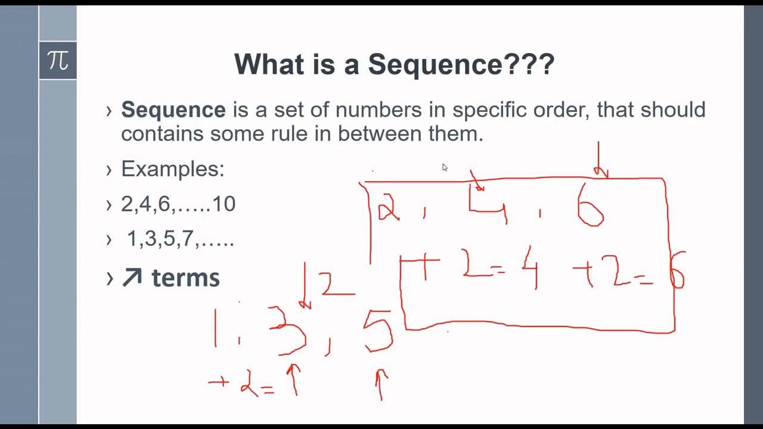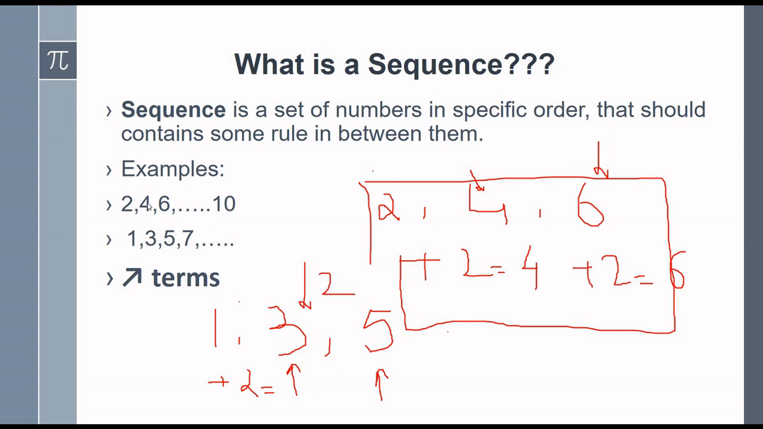A sequence is a set of numbers in a specific order that should contain some rule between them. So let's see different examples. We have two sequences. One is a sequence of even numbers, another is a sequence of odd numbers. So 2, 4, 6 up to 10 is a sequence of even numbers and 1, 3, 5, 7 is a sequence of odd numbers. Bear in mind that each element of this sequence is labeled as a term. So we have multiple terms in these sequences.